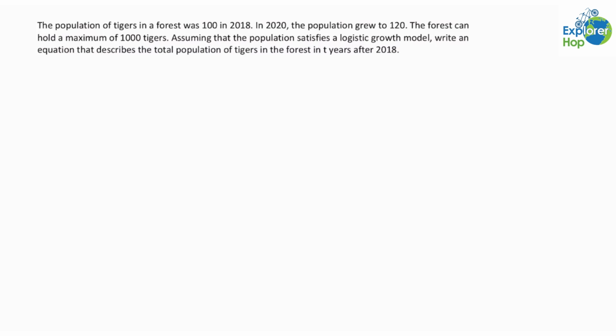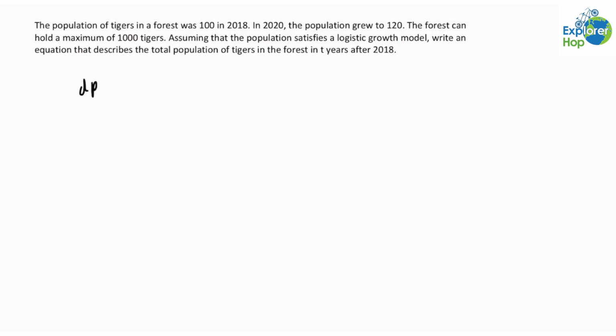So just to review, since the population satisfies a logistic growth model, then we know that it can be modeled by the following differential equation, where the derivative of P, which is the population, with respect to t is equal to r times the population P times 1 minus P over K, where K is the carrying capacity.